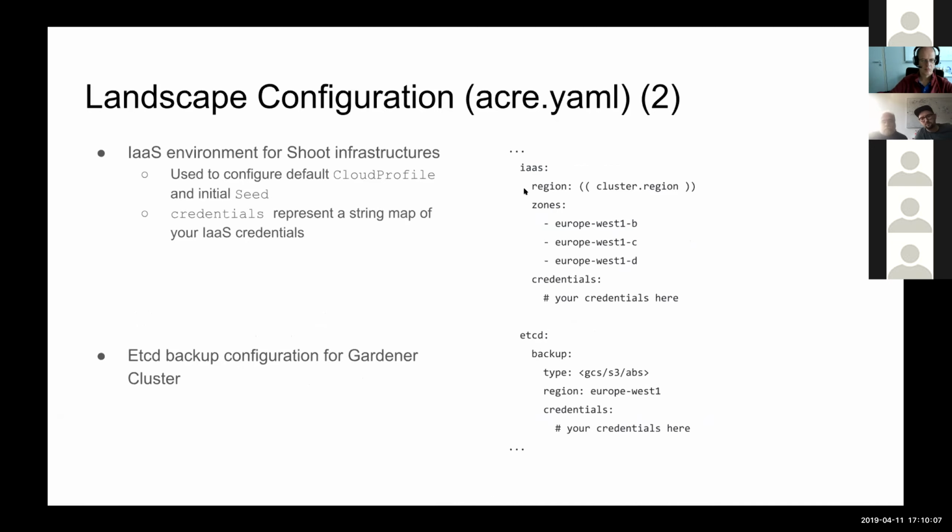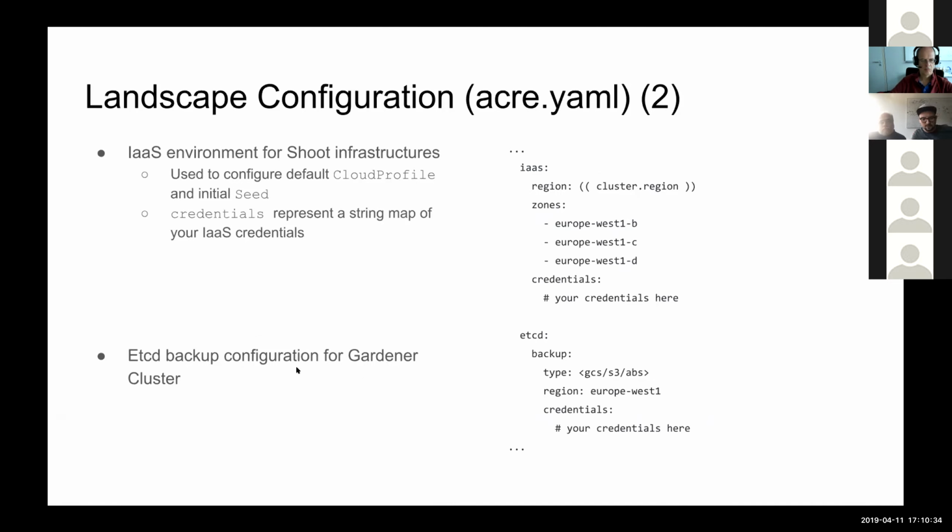Then there's an IaaS part where you can define IaaS specific configuration, from which we derive an initial seed and the cloud profile for your setup. And of course, you have to provide your cloud credentials here. If you're using GCP, you put a service account JSON in here, or your AWS credentials, and so on.